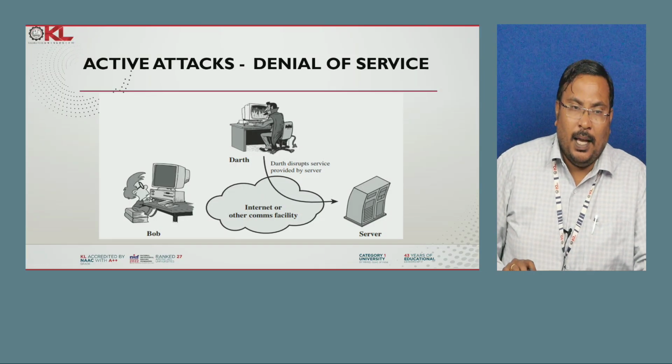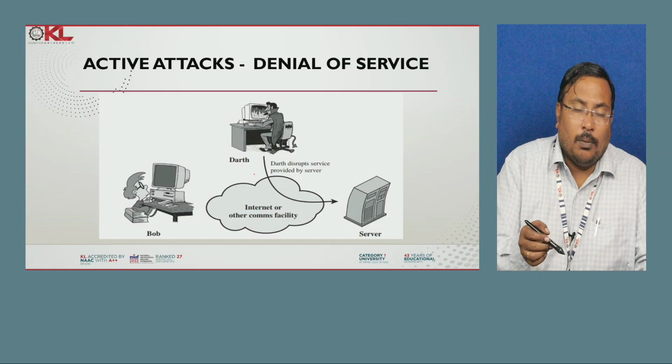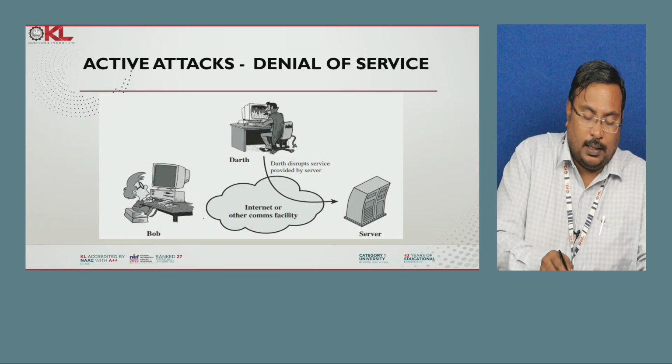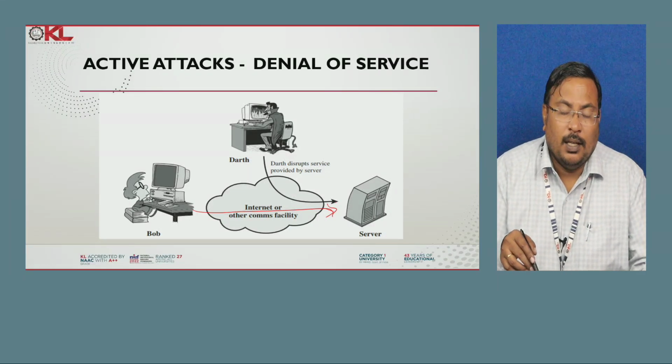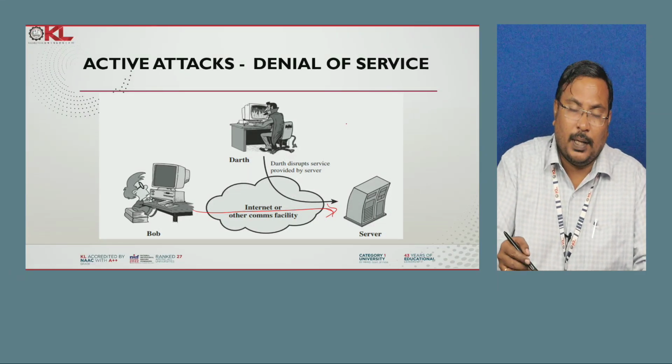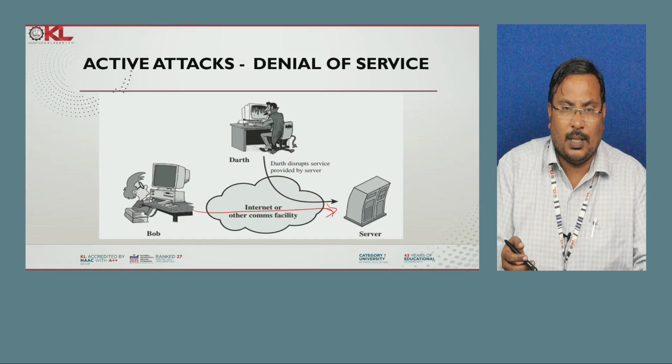Next, denial of service. Sometimes we send a message to the server to perform some task. If you are using a two-tier architecture, we depend upon the server, because we don't have many resources like computational power, hard disk, operating system and so on.